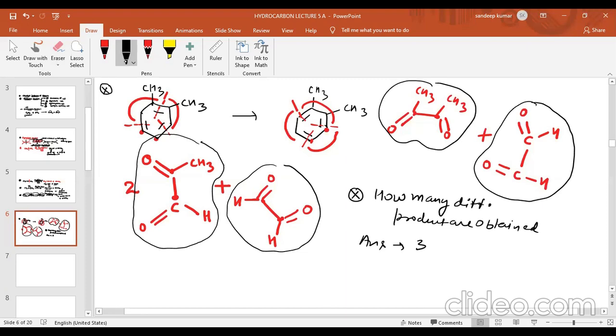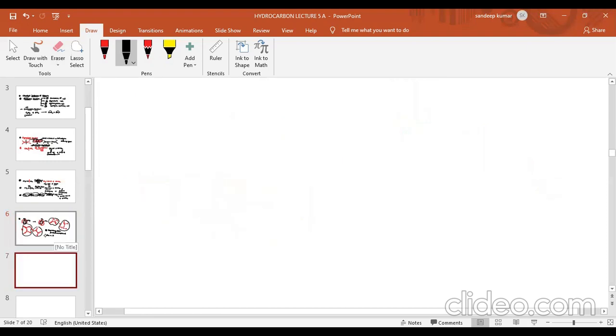Now see the next question related to ozonolysis. The next question related to ozonolysis is again a very easy question. See, the question is, an alkene A on ozonolysis, meaning on reductive ozonolysis in presence of zinc and H2O, gives one of the products as ethanol.